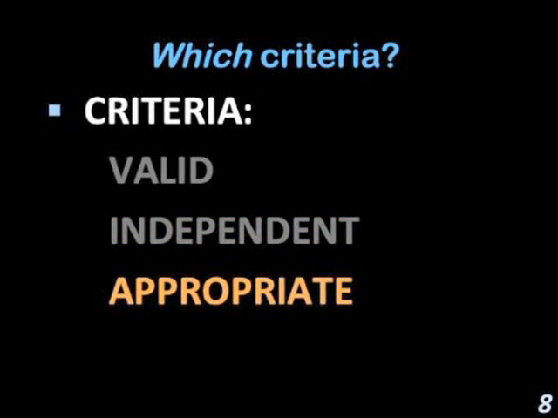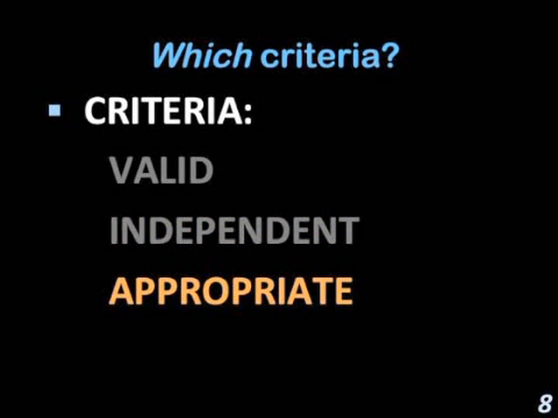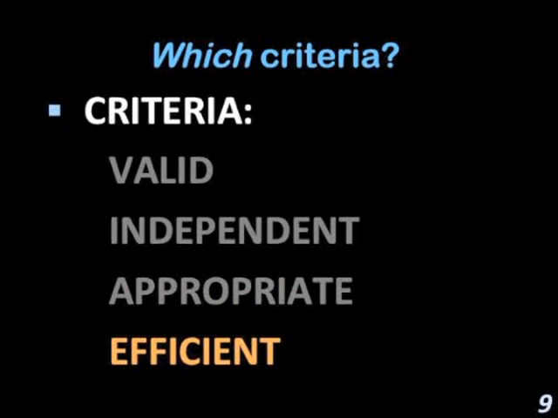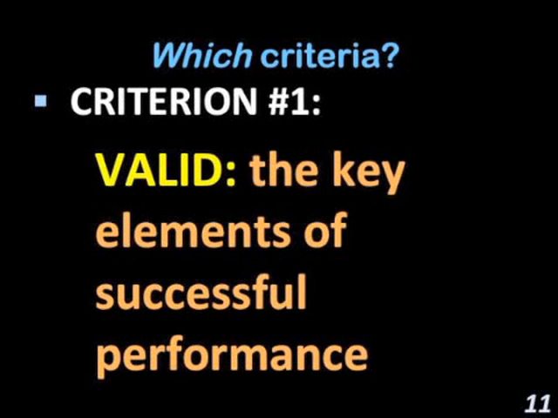Thirdly, we have to make sure that the whole set is appropriate. We want to make sure that even though we chose one by one criteria that make sense, we want to make sure that the set makes sense and that they are appropriately weighted toward the point of performance. And finally, we want the set to be efficient. There has to be a small, manageable number of criteria, or we'll just be overwhelmed. So let's go a little deeper on each of the 4 criteria for criteria. Our first criterion is valid.